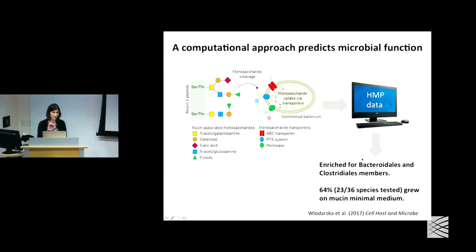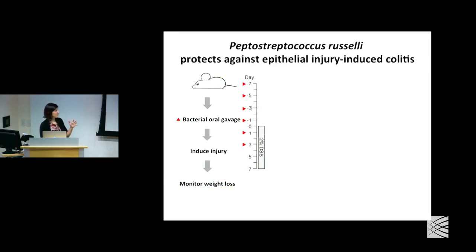Then we tested, so we had a bunch of isolates in the lab. We tested their ability to actually grow on mucin, and we saw that more than half of the microbes we predicted would be able to grow on mucin actually were able to grow on minimal mucin medium in the lab. And so then we wanted to know, are these mucus-utilizing species beneficial to the host? To make a very long story short, we did a mouse experiment where we gavaged mice with some of these bacteria that could grow on mucin. We induced epithelial cell injury using the DSS model, and we monitored weight loss.